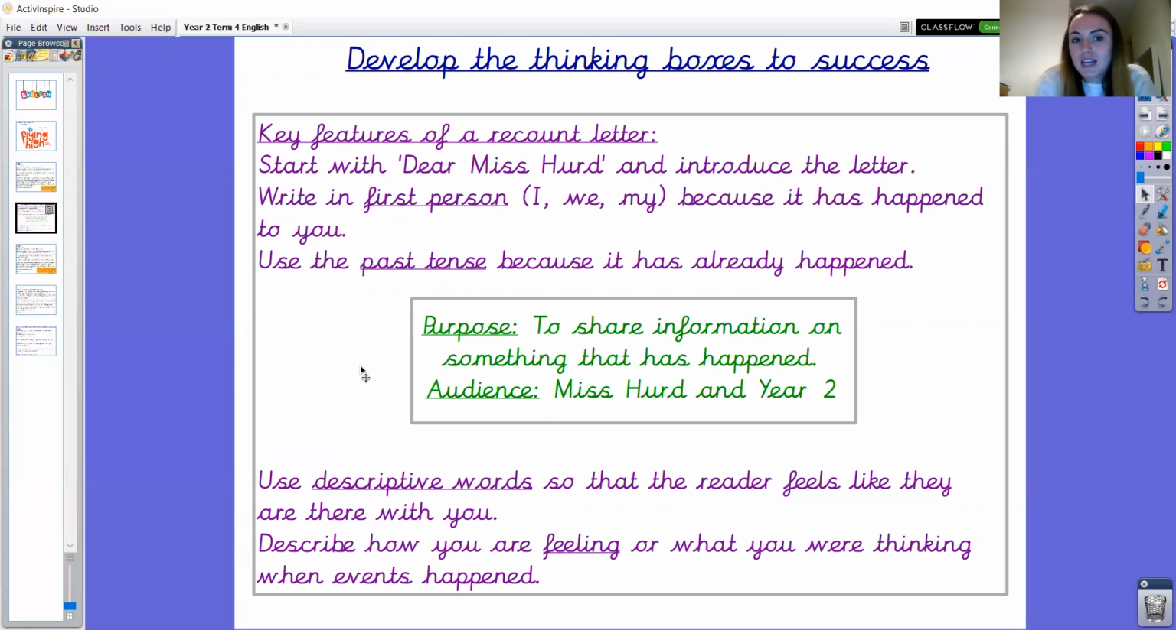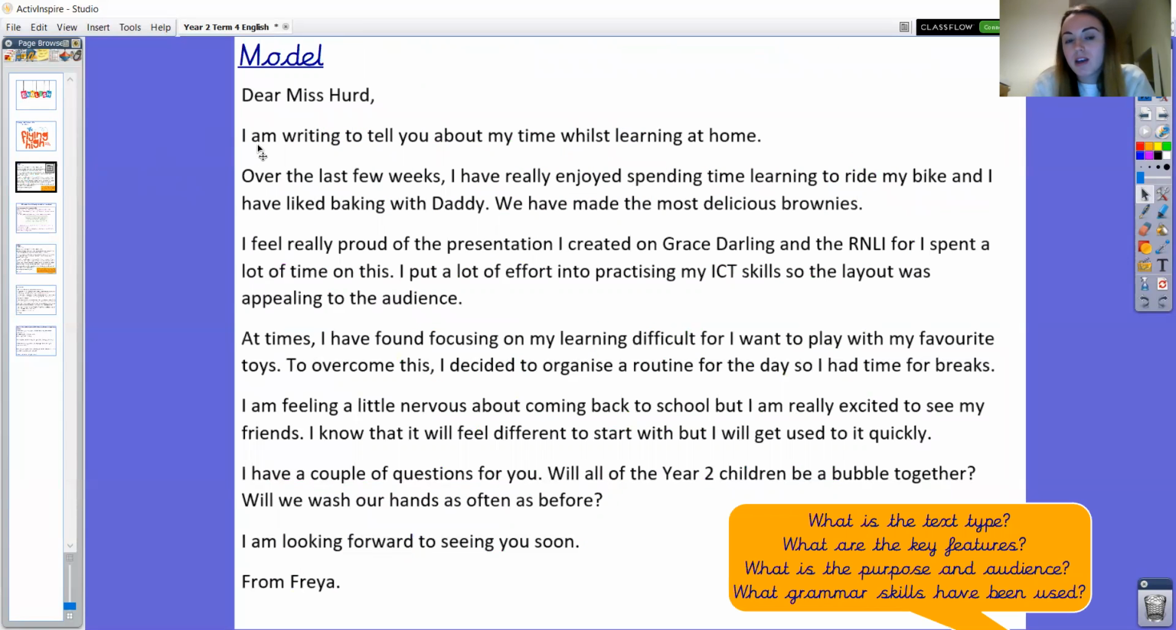The key features of the letter are to start with Dear Miss Heard and introduce the letter. So for example, at the start of the letter I wrote, I'm writing to tell you about my time whilst learning at home. Of course, this will sound a little bit different if you've been learning in school within the Year 1 and Year 2 bubble.